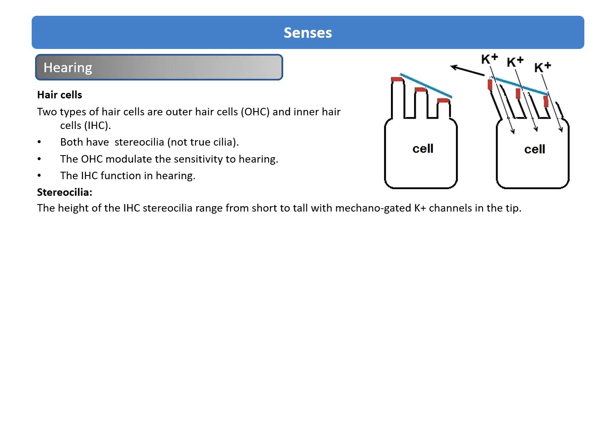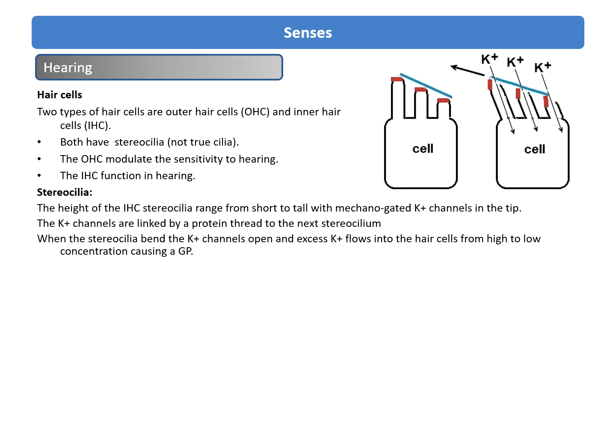The stereocilia. The height of the inner hair cell stereocilia range from short to tall with mechanogated potassium channels at the tip. The potassium channels are linked by a protein thread to the next stereocilium. This looks almost like someone made it in a factory.